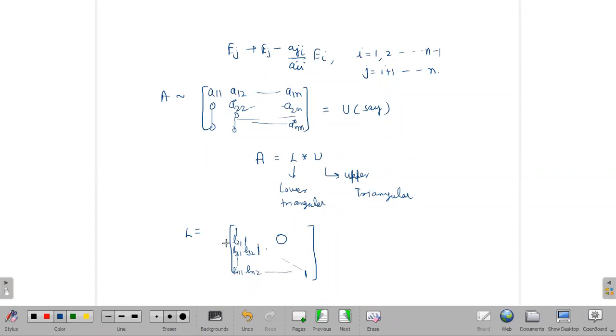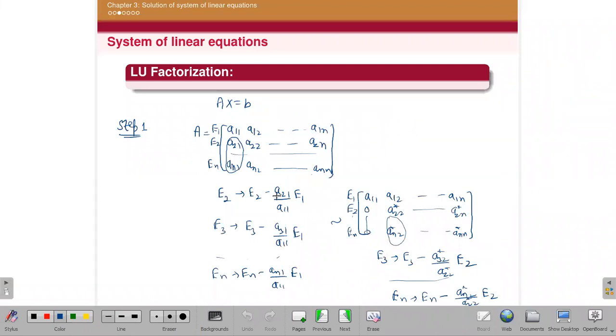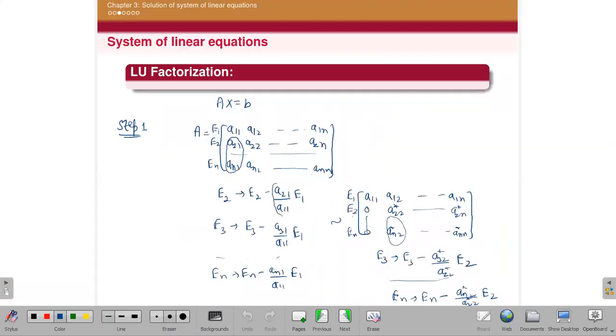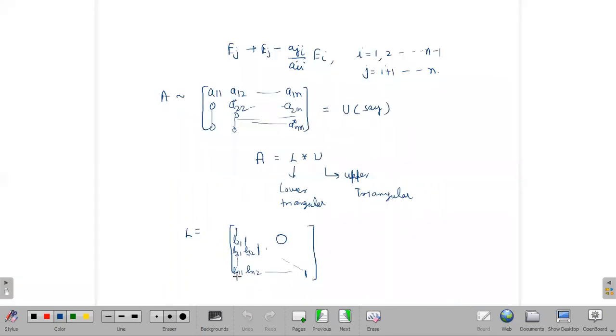So to write L, the diagonal elements are 1. The first column entries will be given by these ratios, meaning the operations you used to make the first column entries of the A matrix 0. These operations give you the first column entries of the lower triangular matrix L. If I take this ratio, that will be L21, this will be L31, and this will be Ln1.